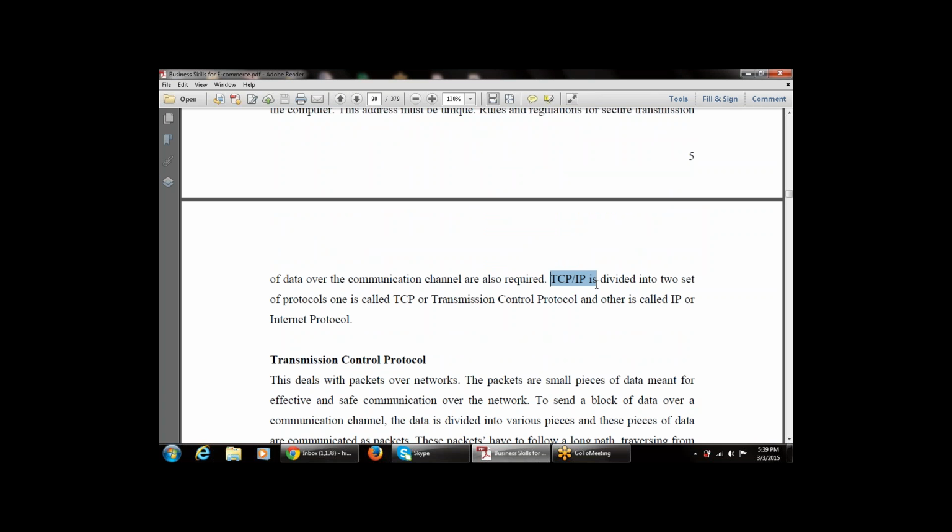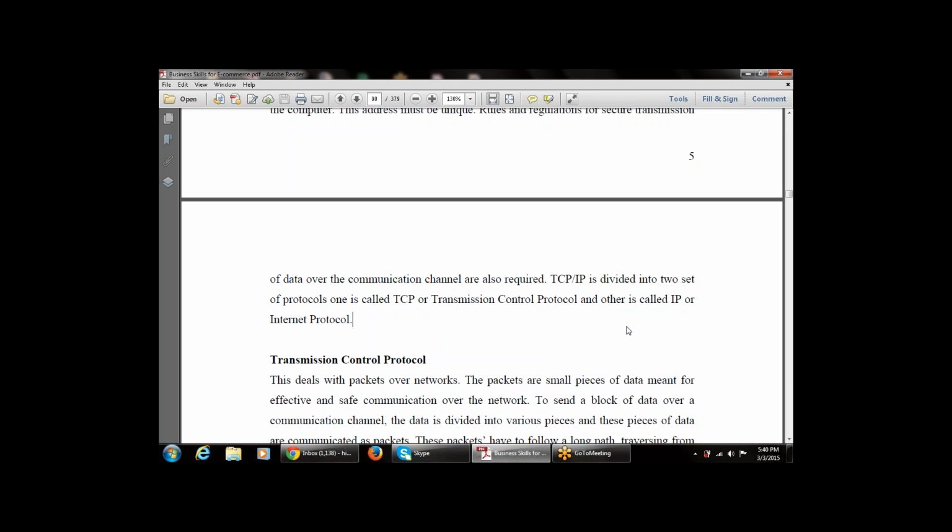TCP/IP is divided into two parts. One is known as TCP, that is, Transmission Control Protocol. The other is known as IP, that is, the Internet Protocol. Now let's discuss one by one what is TCP and what is IP.